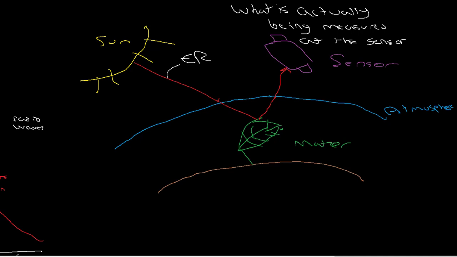But, okay, so sources of ER at the sensor. Well, the first source, the first thing we're getting is the surface reflectance. What is being reflected off of the ground.